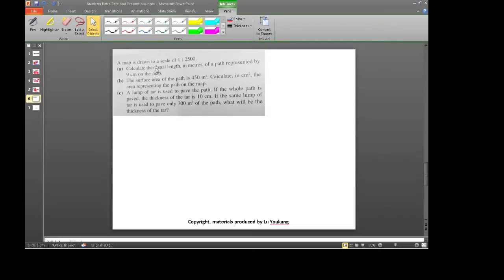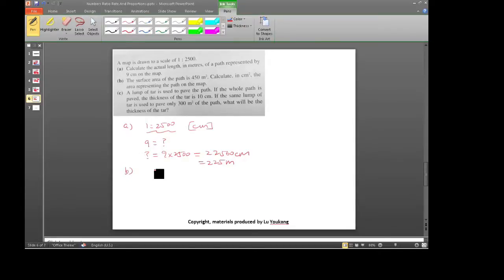Okay, we have a question. A map is drawn to a scale of 1 to 2500. And by the way, the scale here is in cm. So 1 cm on the map is 2500 cm in reality. So now we have 9 cm on the map. We are asked to find what is the actual length in reality. So question mark equals to 9 times 2500. So we get 22,500 cm. And we get 225 meters.